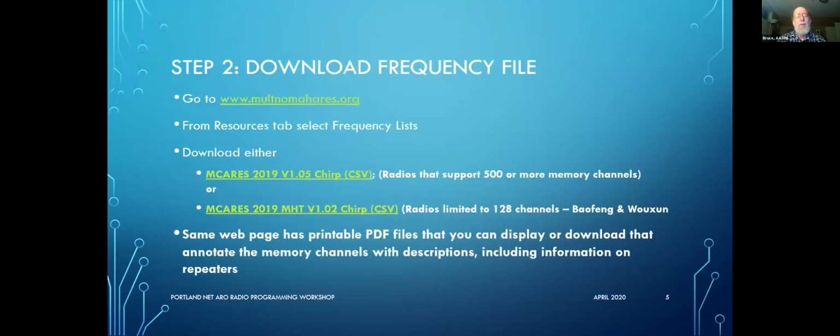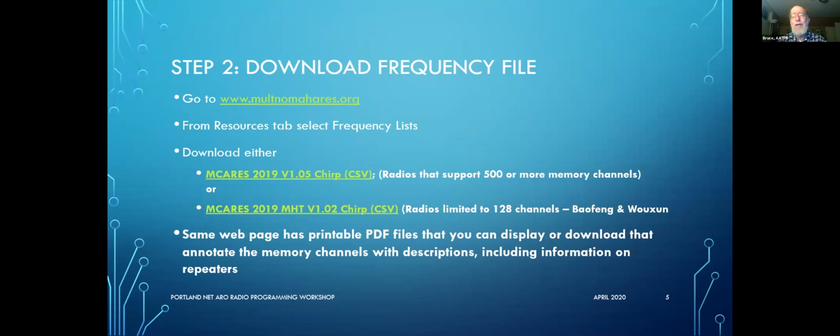Then you probably don't want to create a list of all the local repeaters yourself. You can do that if you like by browsing the web to the various club sites, or going to repeaterbook.com and getting a list of local repeaters and carefully typing those into CHIRP. And that works fine. But if you live in Multnomah County, there are two advantages of using this slide.